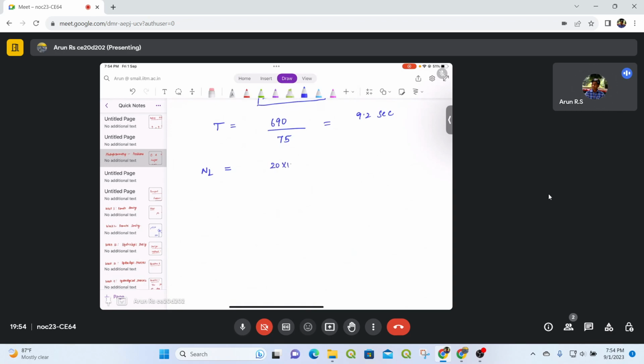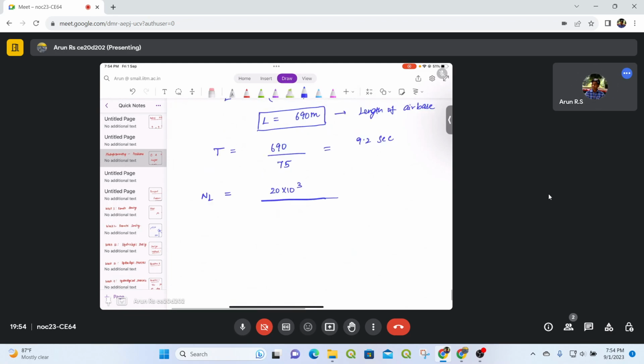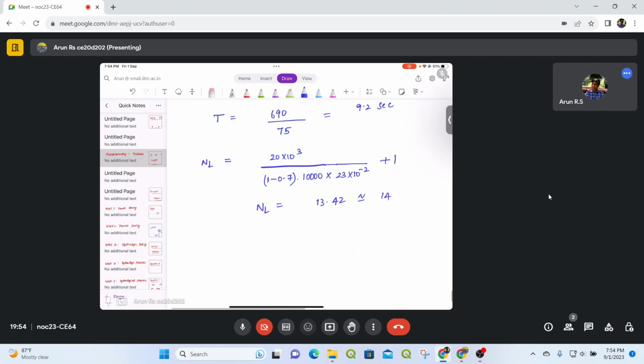So that will be 20 kilometers on ground. And what our camera is actually capturing? So our camera is actually capturing (1 minus longitudinal overlap) multiplied by, you are going to scale up the distance 10,000 multiplied by your length of the photograph, that is 23 centimeter, plus 1. So this will be equal to 13.42, that is approximately 14 photos.